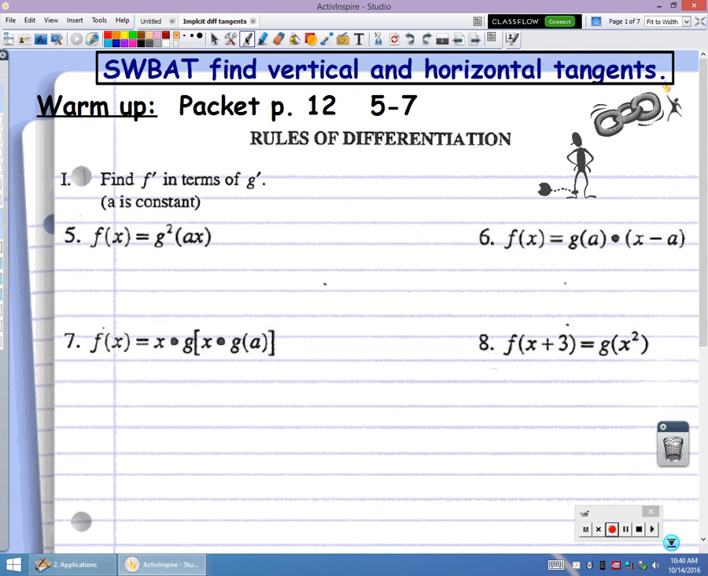If you're not in my class and you just want to find the lesson on vertical and horizontal tangents with implicit relationships, you'll want to move on to that part of the video.